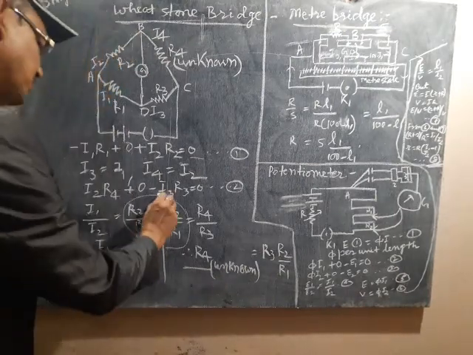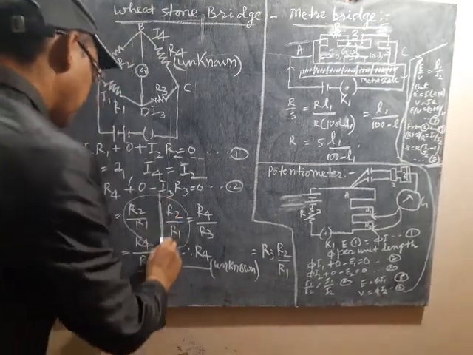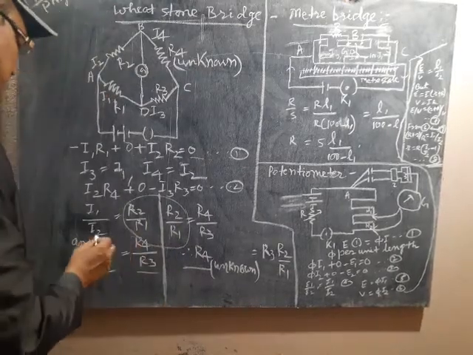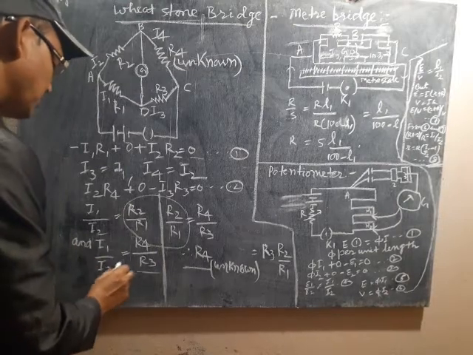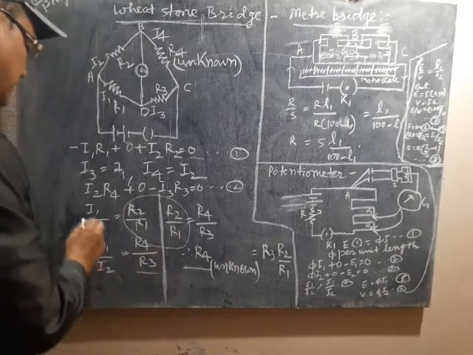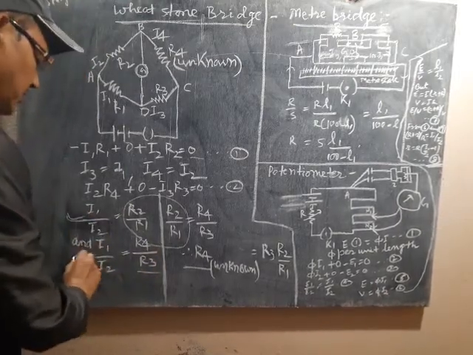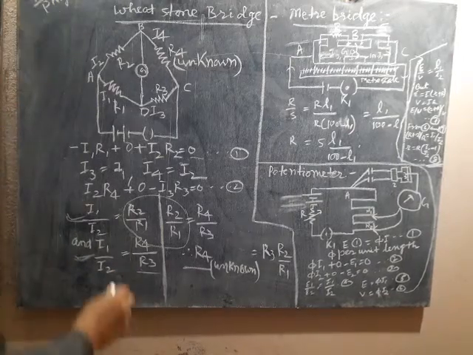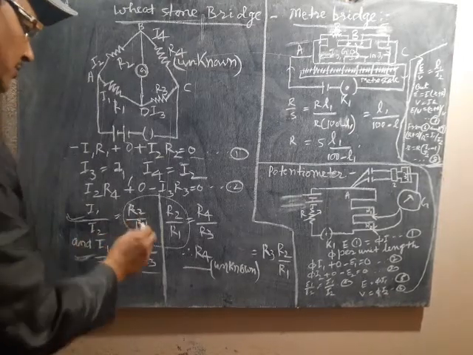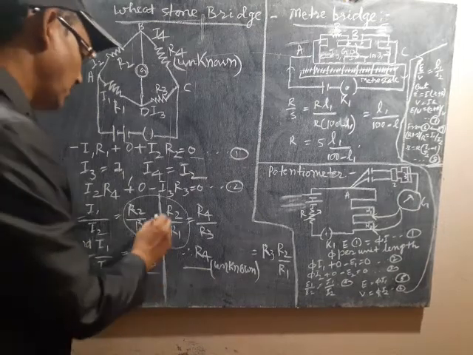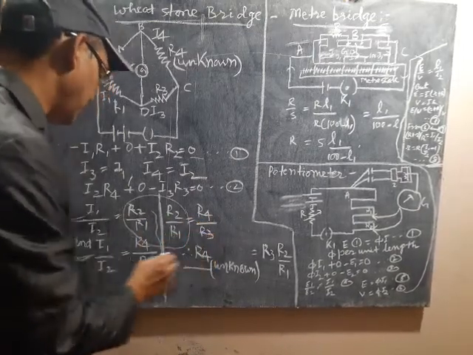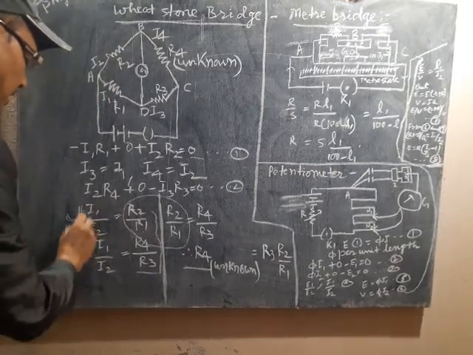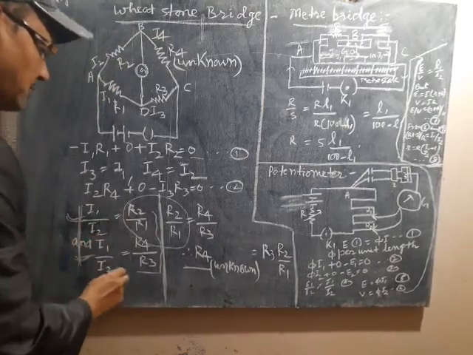Here I have partially separated this. I1 by I2 is equal to R2 by R1, I1 by I2 is equal to R4 by R3. This is for the Wheatstone bridge. You may write I1 by I2 is equal to R2 by R1, R4 by R3. Now from these two equations, R2 by R1 is equal to R4 by R3, because here I have written I1 by I2, I1 by I2.